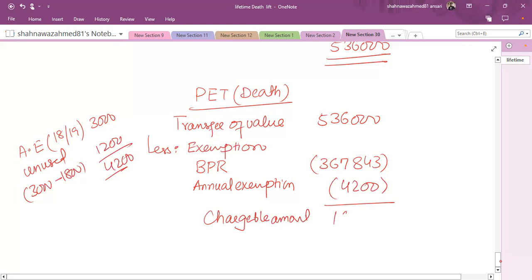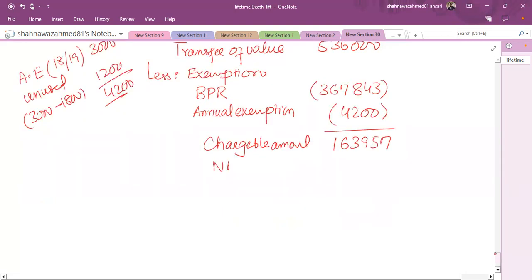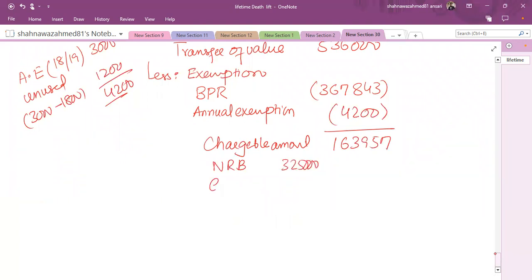After this we get the chargeable amount. And this chargeable amount is 163,957. Now I have to use the look back rule with the NRB. The NRB available is 325,000. We have to look back 7 years from the date of transfer. And here we need to work out how many gifts there were. So we need to work out the lifetime gifts for this NRB. So let me work it out here.